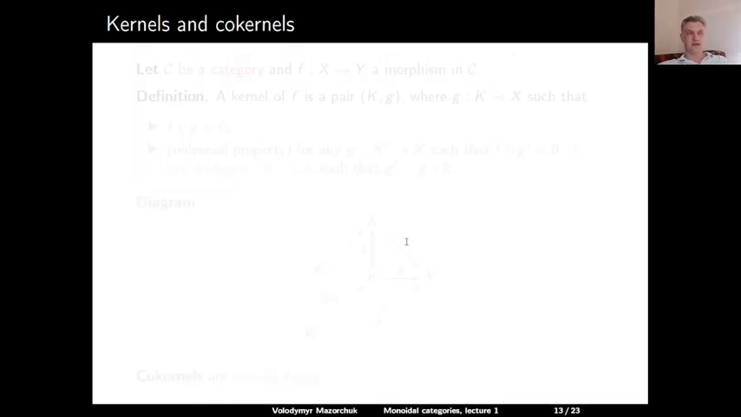Now let us talk about kernels and cokernels. Let C be a category and F a morphism from X to Y in C.